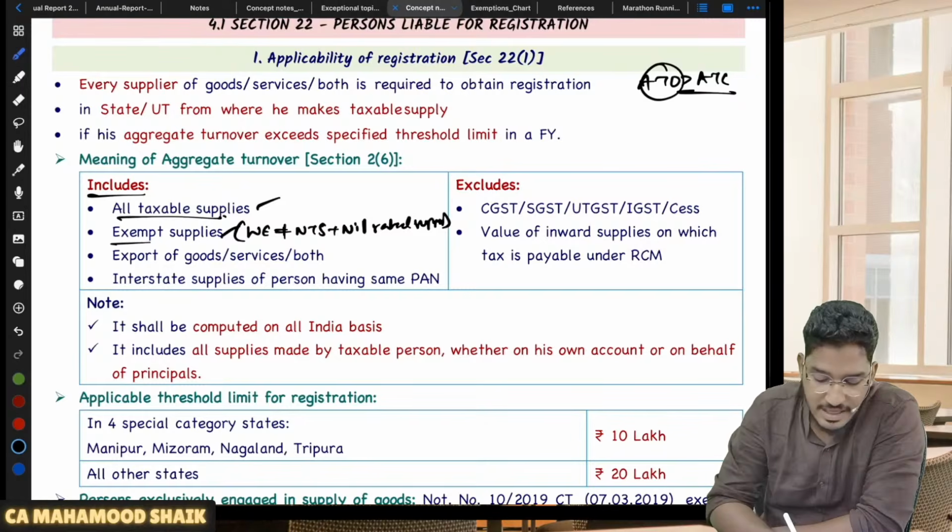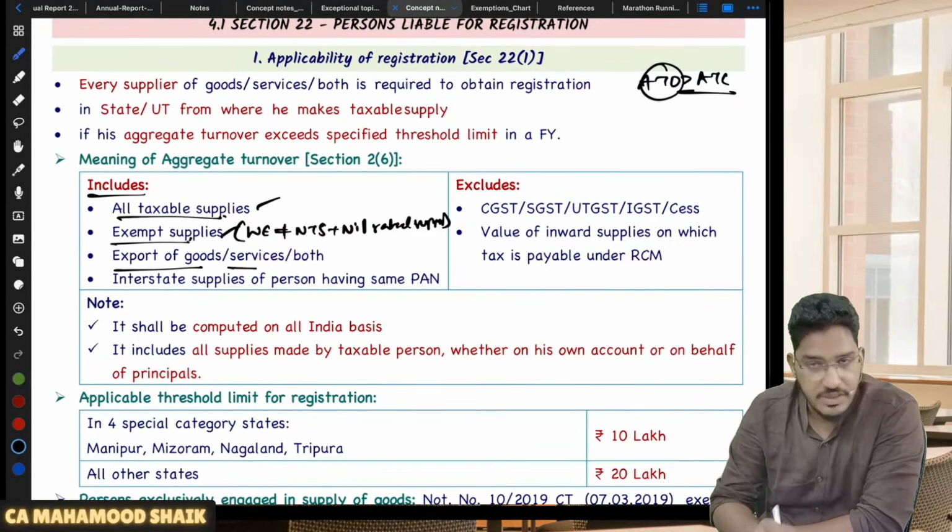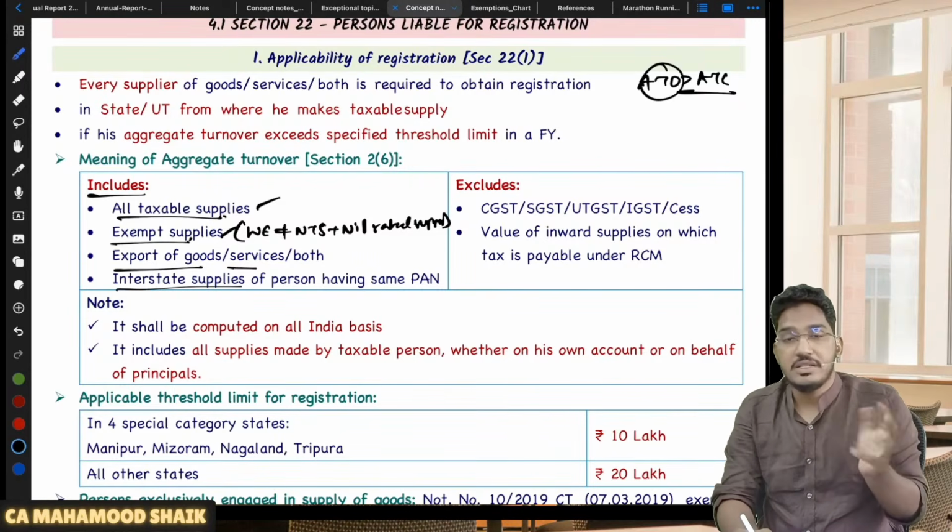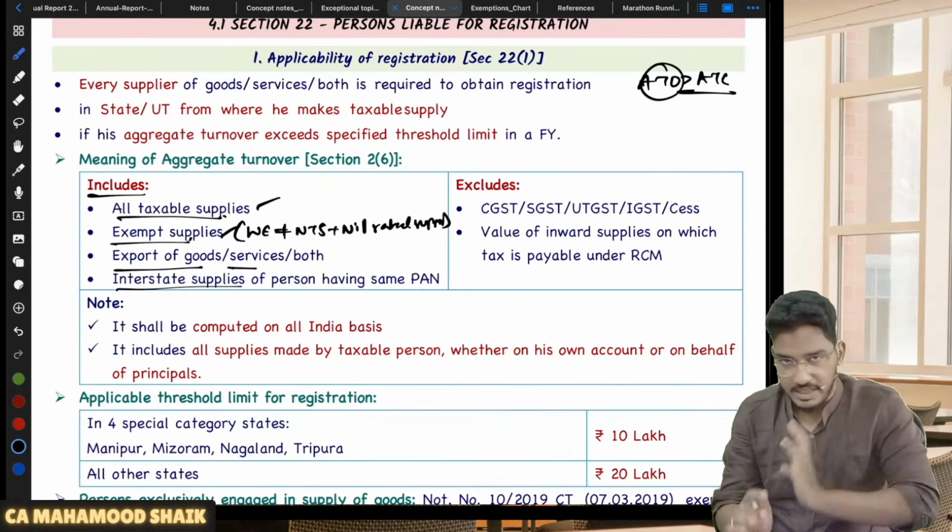So all taxable supplies, exempt supplies, export of goods or services, even exports also should be included, and interstate supplies of the persons having the same PAN, nothing but distinct person related supplies, also should be included in the aggregate turnover.